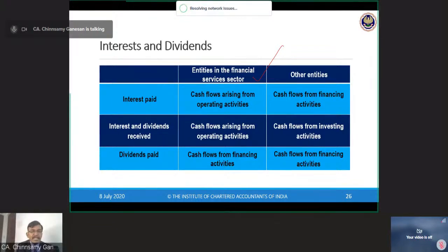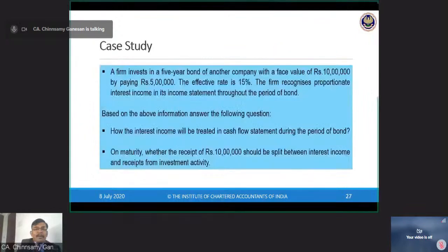Or say the company has invested in a 5-year bond of another company. That means it's an investment activity, investing in another company. You can identify where it should be classified based on whatever we have discussed so far. Face value is 10 lakhs, but what is actually invested is only 5 lakhs. If only 5 lakhs has been invested, what does it mean? At the end of 5 years, the 5 lakhs which I have invested will become 10 lakhs. That means interest is accumulating on that with the effective interest rate of 15%. So interest is also not collected year on year, right?